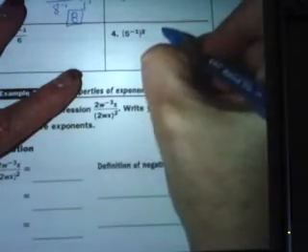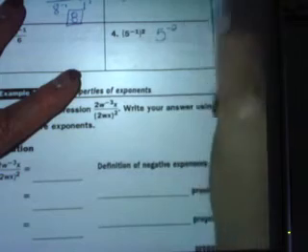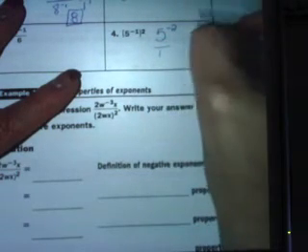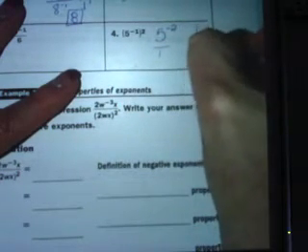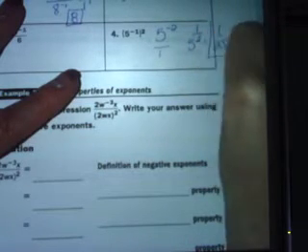Alright, look at number 4. Power of a power, I know I multiply exponents, so I'm going to have 5 to the negative 2. I don't want a negative exponent, so if I flip that, it's going to become 1 over 5 squared, which gives me 1 over 25.